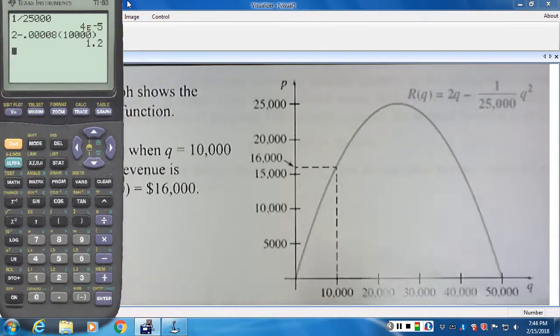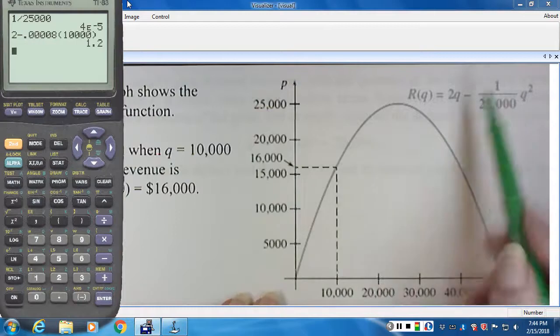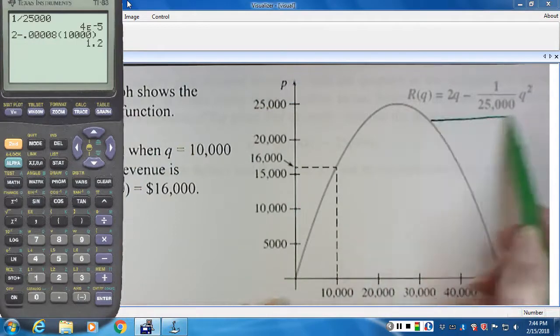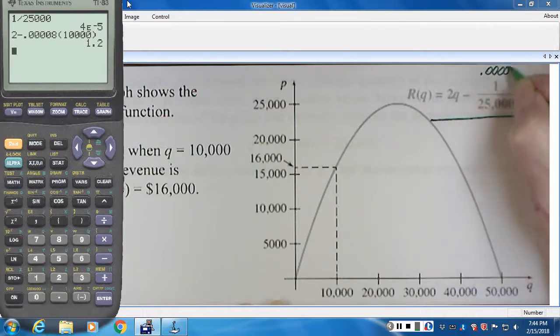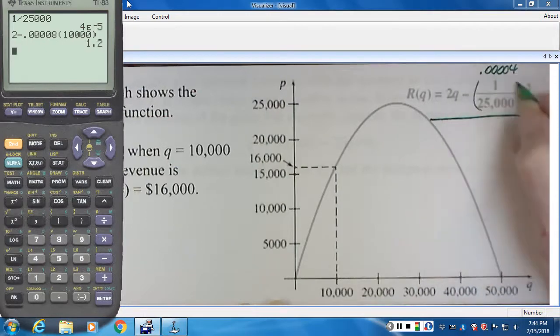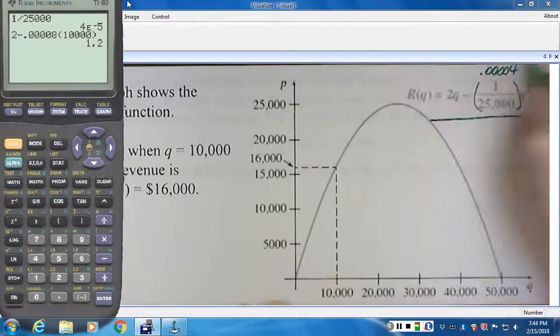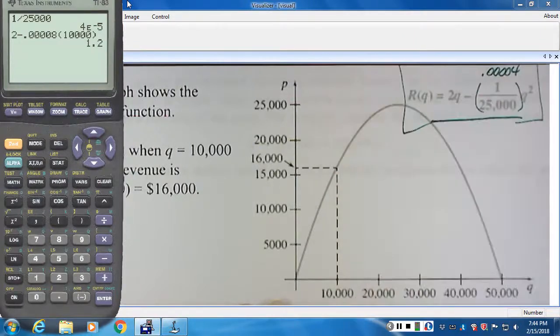And then the next one shows us the revenue function. So this is your revenue function, and this is the function that I changed into that decimal. That's what that is. But this is the actual revenue equation, not the marginal revenue, but the revenue equation. So what does that tell you about your revenue? Is your revenue going to continue to increase forever?